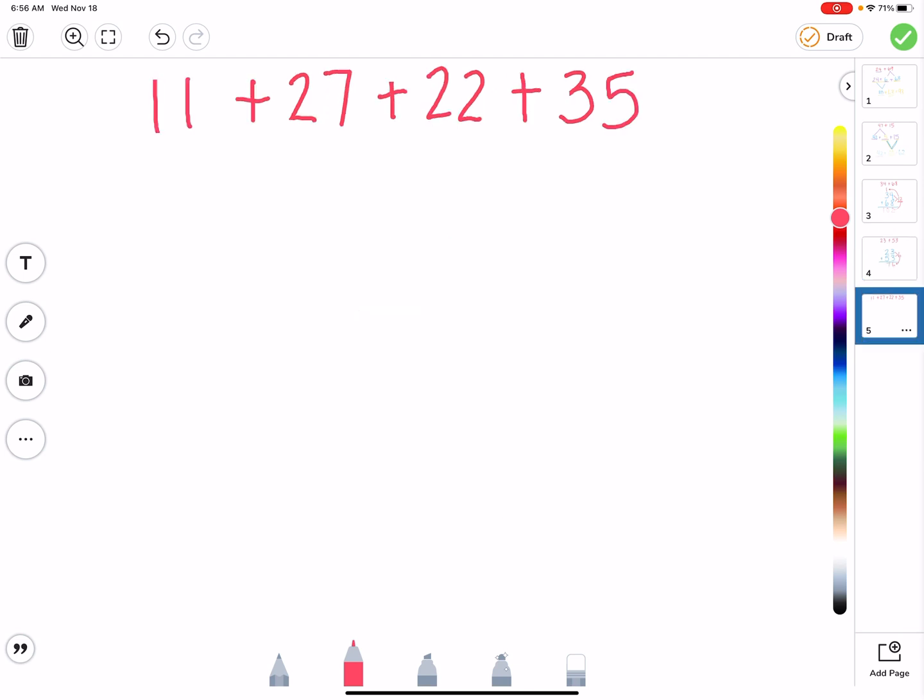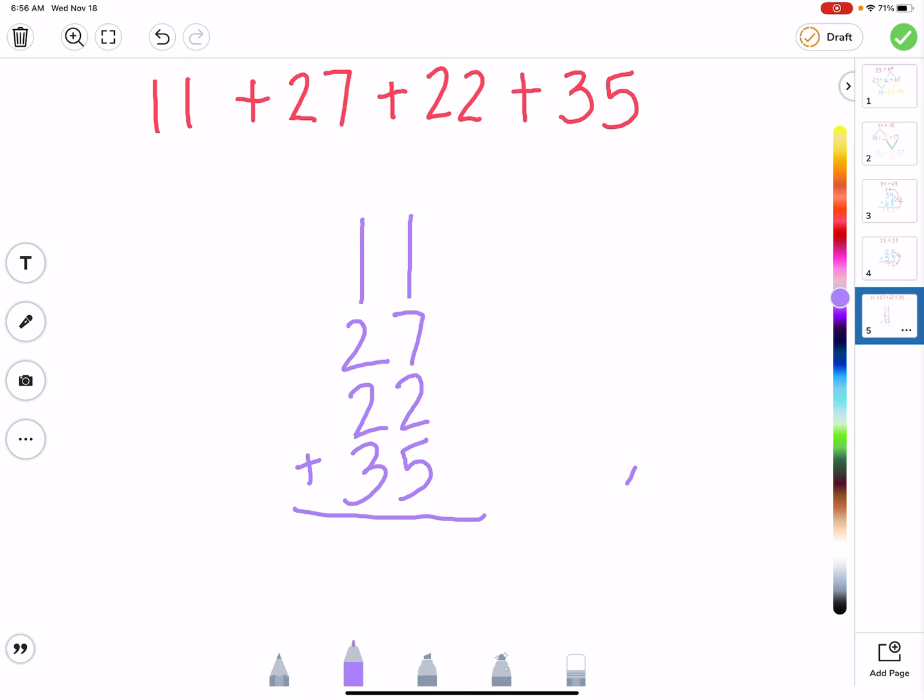All right, here we go. One of the big ones. One of the big guys. Here we go. So we have 11 plus 27 plus 22 plus 35. So I'm going to make sure that I line up my numbers really well. Okay, 11, 27, 22, 35. Plus sign, draw a line. Erase that little guy. Okay, here we go.